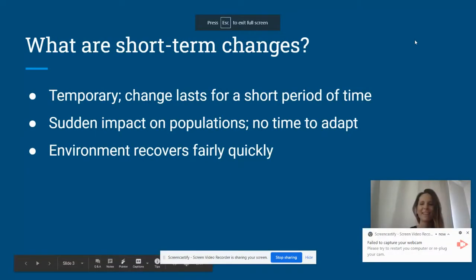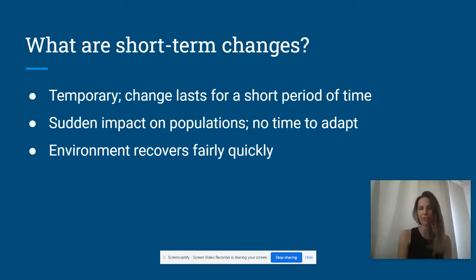Goodbye for now. Hi, Miss Gaffney here. So I'm going to be talking to you about the different types of environmental changes. There are two types. There's short-term environmental change and long-term environmental change. So we're going to start with a short-term environmental change. That's an environmental change that occurs quickly and affects organisms immediately.